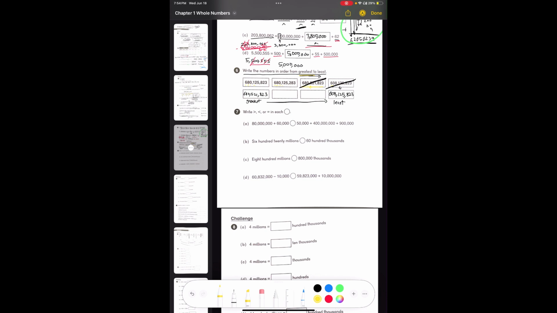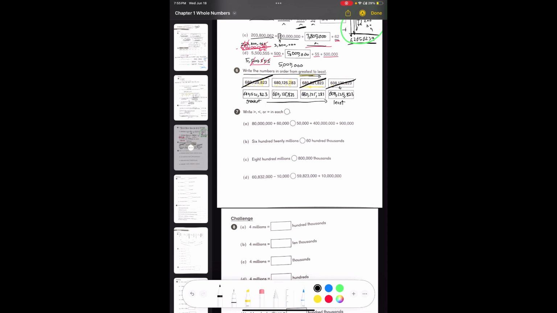And now we move on to the thousands place. 5, 5 are the same. Moving on, 8, 2. Alright, so this one's greater, this one's smaller, which means that this must be 680,125,823. So we cross that one out, which means the last one we have is 680,125,283. So that's our answer.